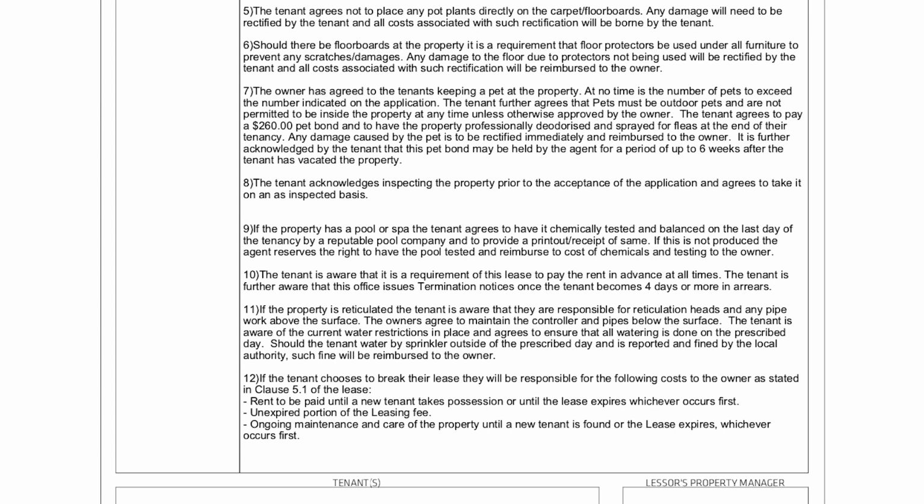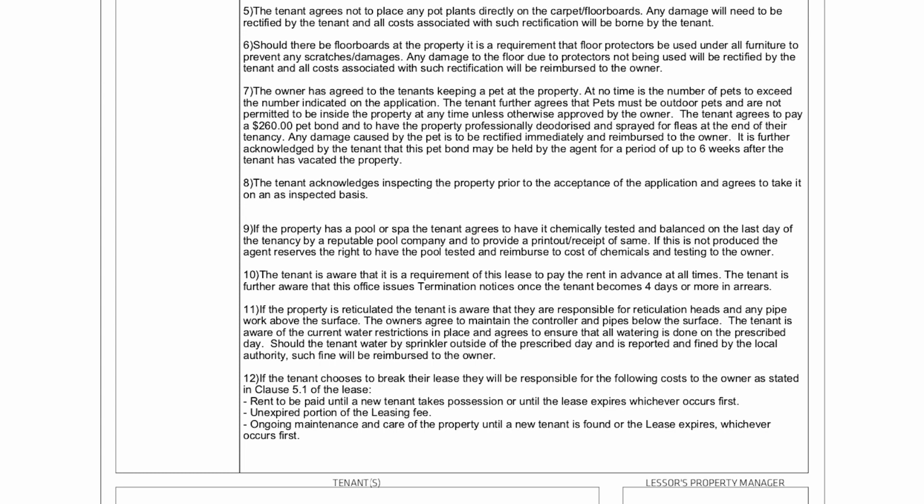The tenant acknowledges inspecting the property prior to acceptance of the application and agrees to take it on an as-is basis. If the property has a pool or spa, the tenant agrees to have it chemically tested and balanced on the last day of the tenancy by a professional pool company and provide a printout of the receipt.